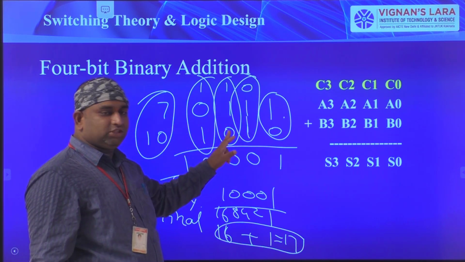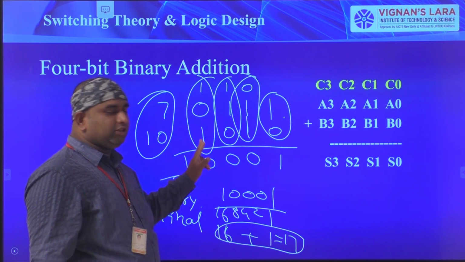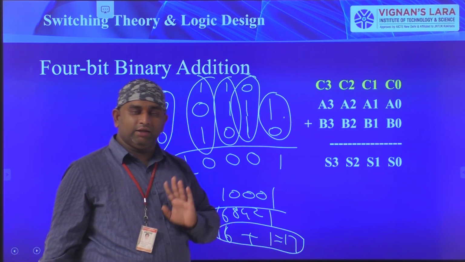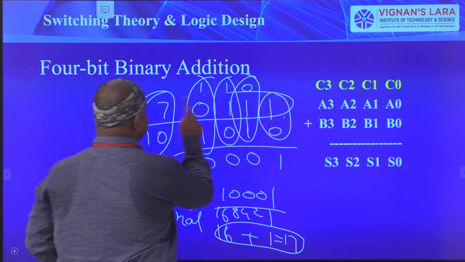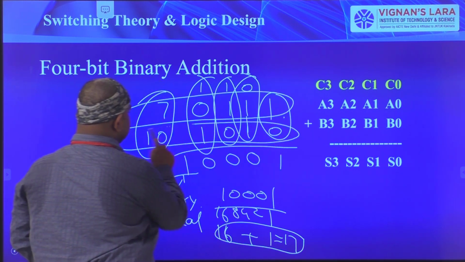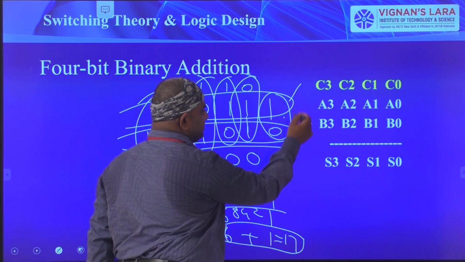Here we are adding these 3 bits. We need a full adder. Here adding these 3 bits, we need a full adder. So see here, 4 bits I am adding. So this is the 7, and this is the 10. So here I am adding 7 plus 10.